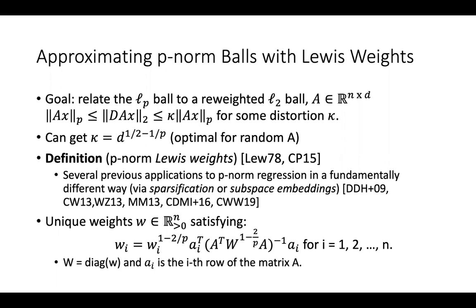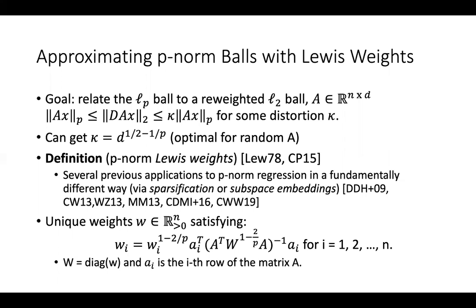The Lewis weights are the unique weights W, positive weights, there's n of them. You should think that there's one weight per row of the matrix A, of which there's n of them. They satisfy the following equation: Wi equals Wi to the 1-2/p times Ai transpose, times the inverse of the matrix A transpose W to the 1-2/p A, times Ai. You can show that there's a unique set of weights that satisfies this equation, and we call those the Lp norm Lewis weights. Here in this equation, W is the diagonal matrix consisting of Lewis weights, and Ai is the ith row of the matrix.